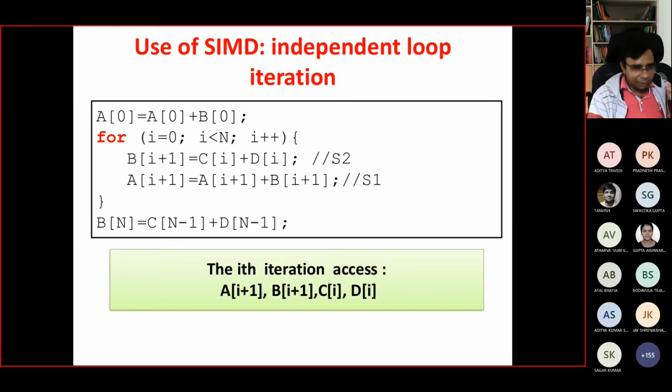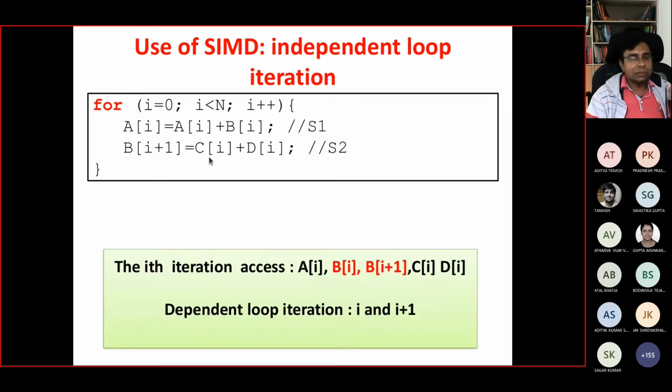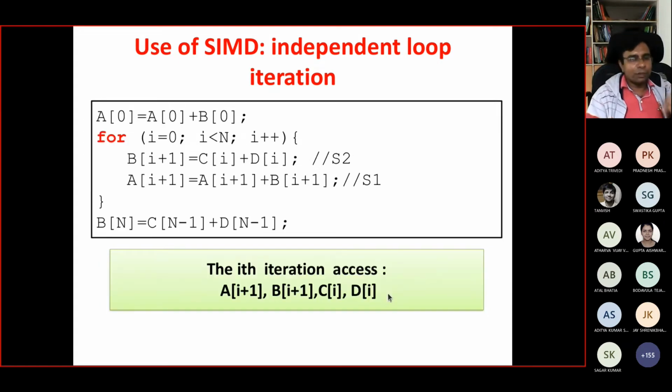Are you able to see the scenario? This loop is an independent loop. It can be parallelized, but the previous one is not parallelized because it is accessing the ith and i+1 elements of b in the ith iteration, because two things are getting accessed. But in this case, it is accessing only one, one, one.